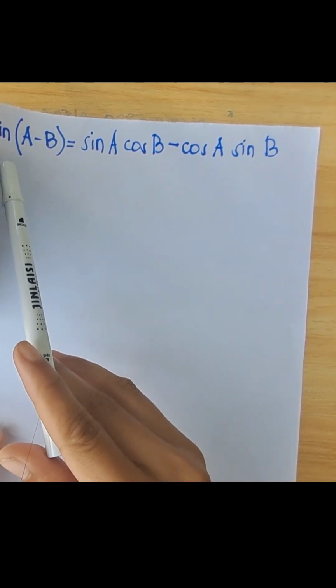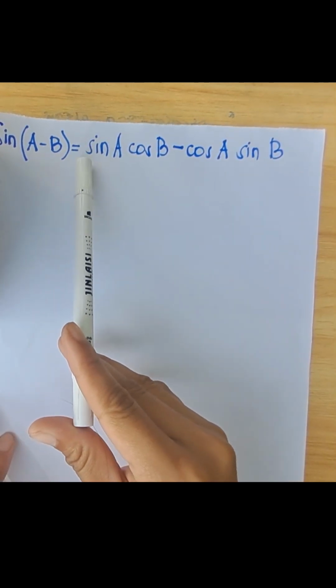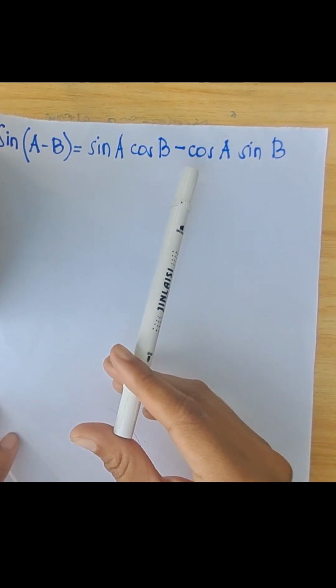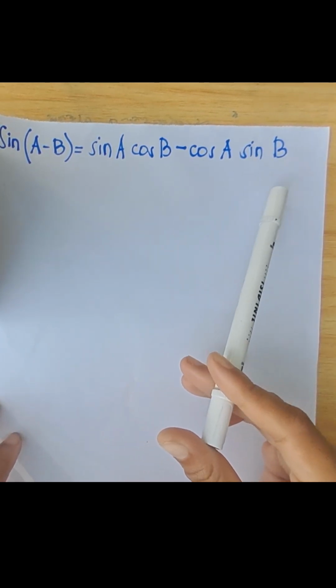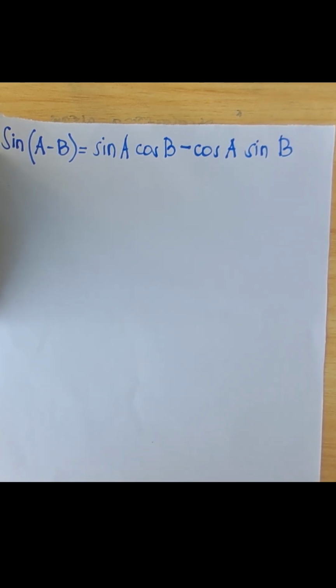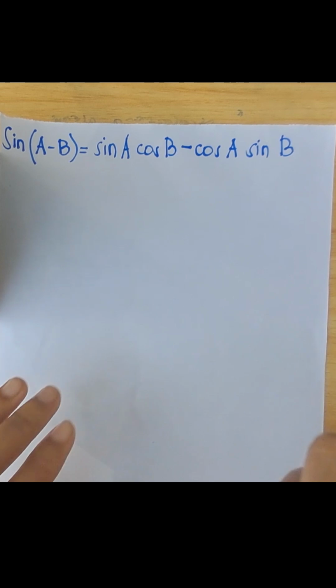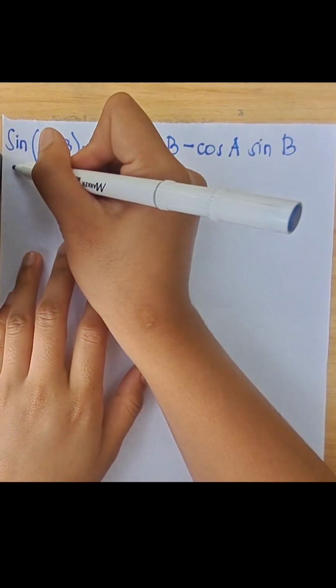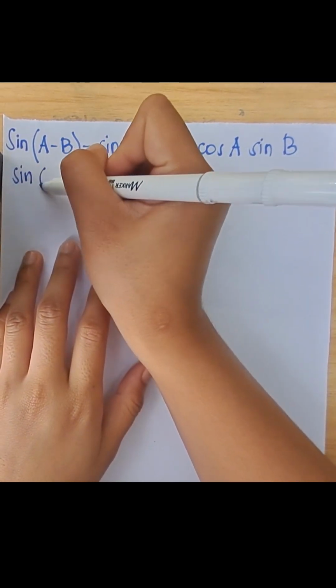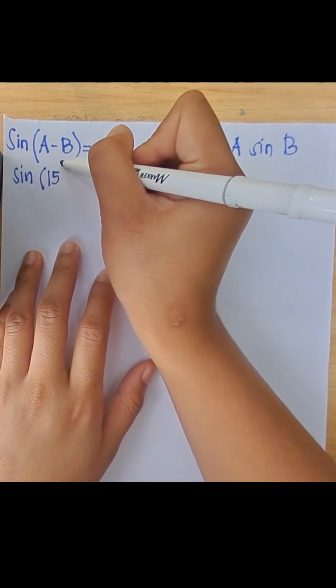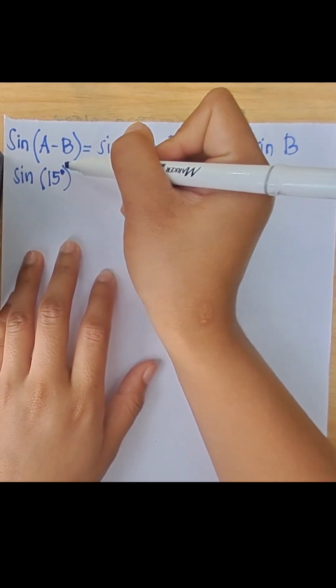And the next, to find the difference of a sine function, we have the formula sine A minus B equals sine A cosine B minus cosine A sine B. So, for example, we have this given. We're going to find the value of sine of 15 degrees.